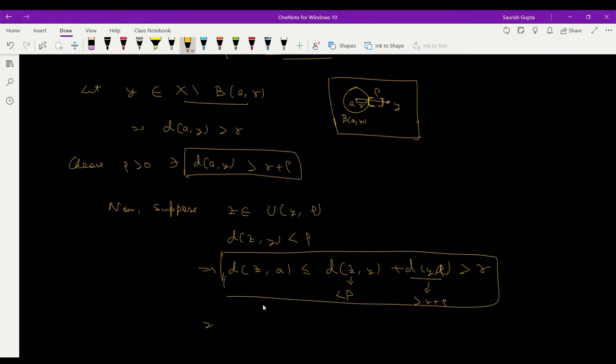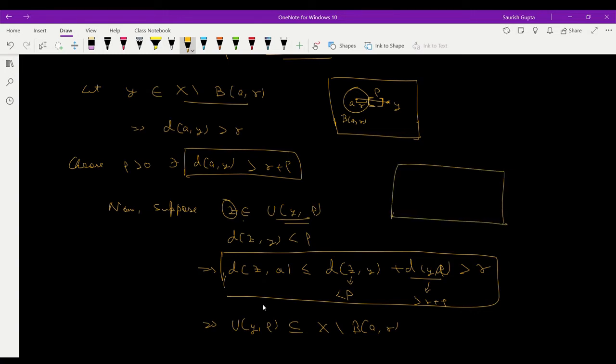So this being greater than r implies that the distance between z and a is greater than r. So this means an open ball centered at y and radius rho is completely contained in X minus bar, reason being z was an element of U(y, rho). Is it clear what I am doing?